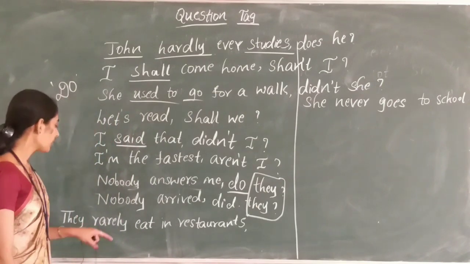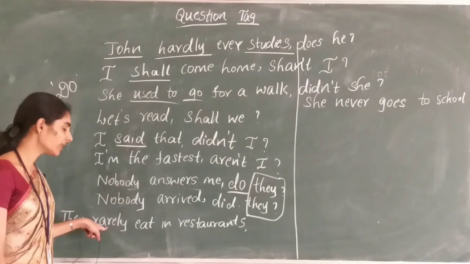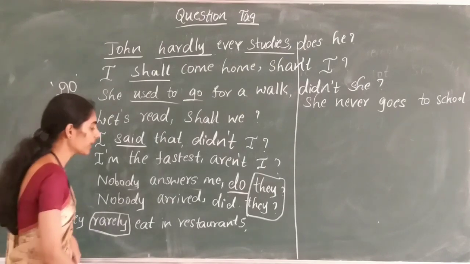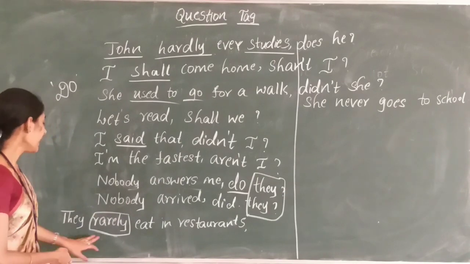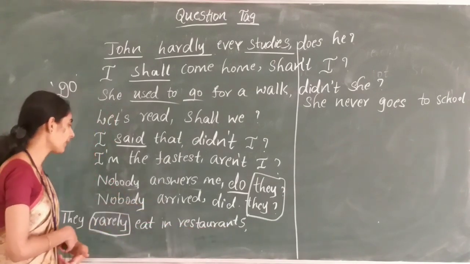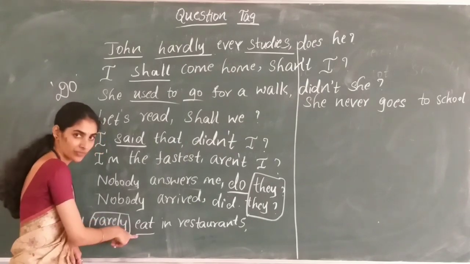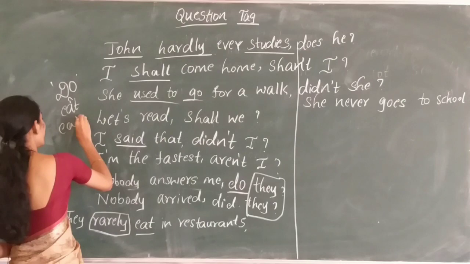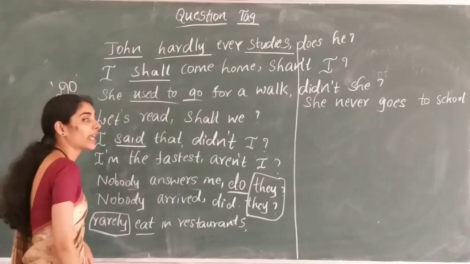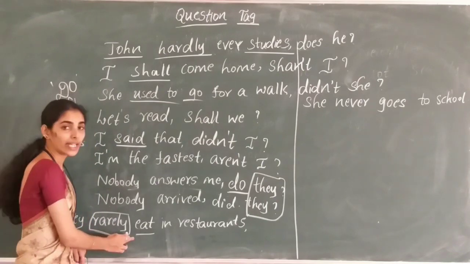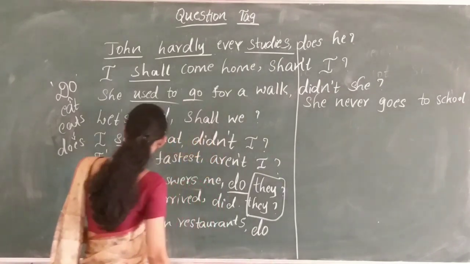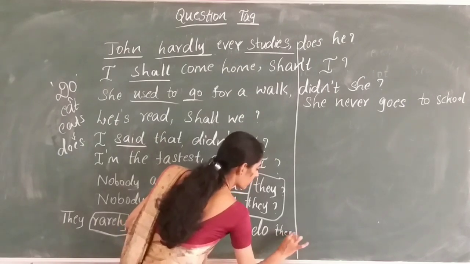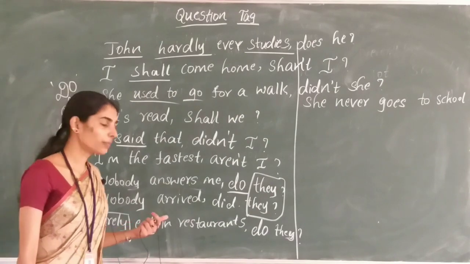Now, "they rarely eat in restaurants." Look at this sentence. Is this a positive or negative sentence? Obviously this is a negative sentence. Why? Because we have rarely here, which is a negative word. So the tag must be positive here. You have to identify the verb here. The verb is eat. What did I say? When it is eat, it takes do. When it is eats, it takes does. And for ate, it takes did. So now it is eat, which means it has to take do. And you have the pronoun there, just write the same pronoun: "do they." I hope you understood this.